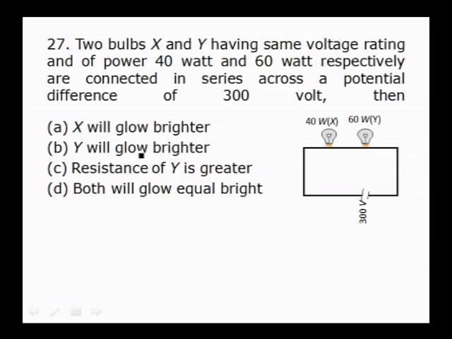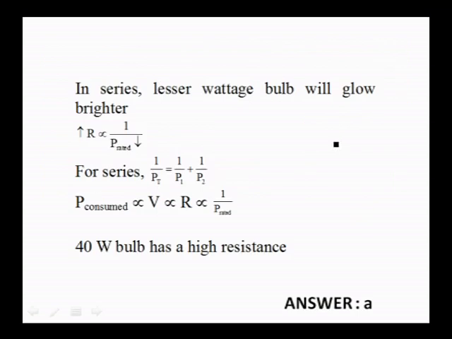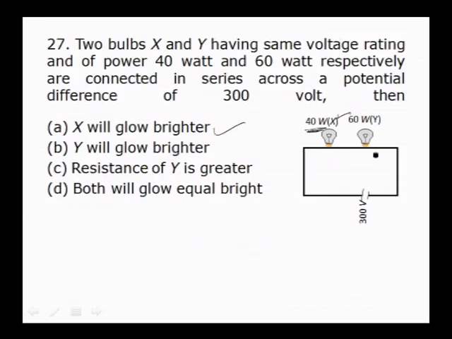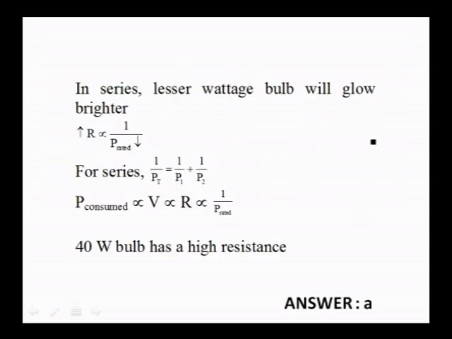See, the concept is very simple. When the bulbs are connected in series, the lower wattage bulb will glow brighter. That is the concept. So therefore, X is the lower wattage, that is equal to 40. This is 60. Therefore, this value is 40 watt. This is X. Therefore, X will glow brighter. So the correct option for this is A. When they are connected in series, lower wattage bulbs glow brighter than the higher wattage ones.